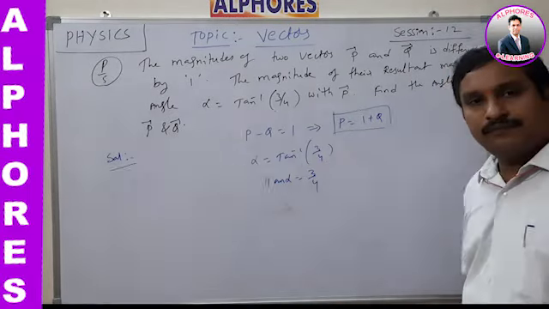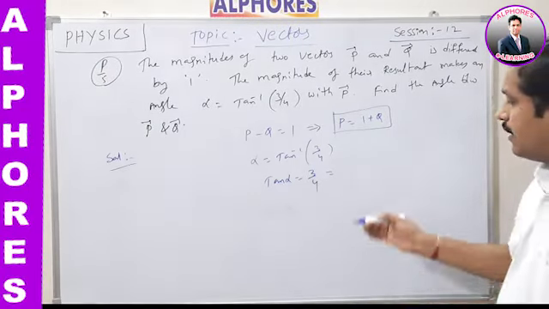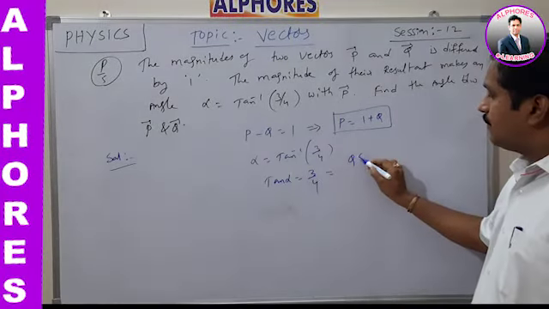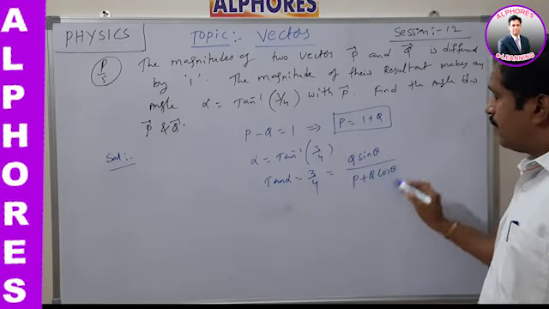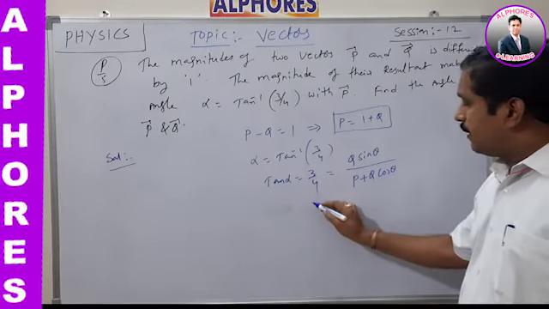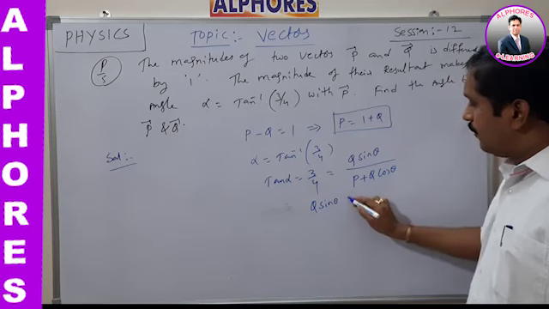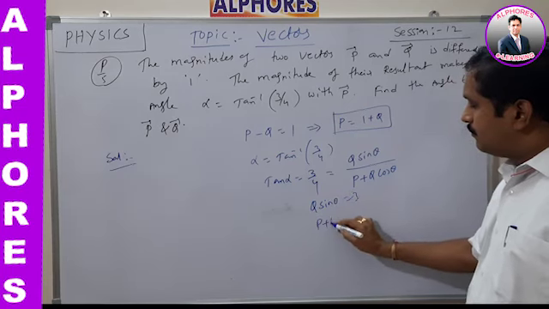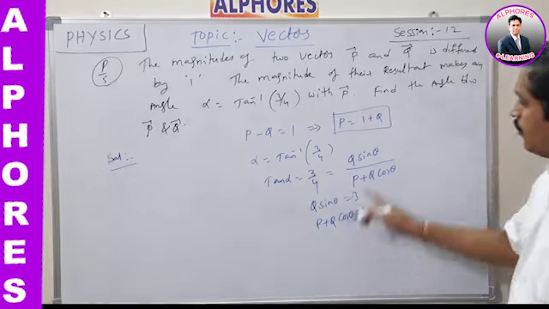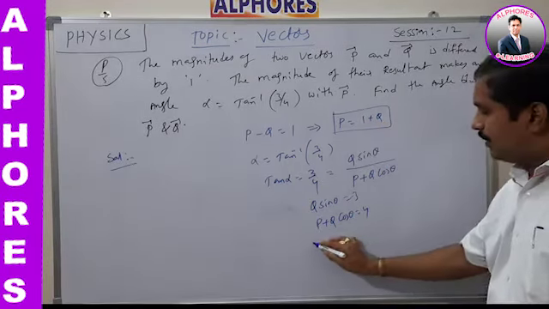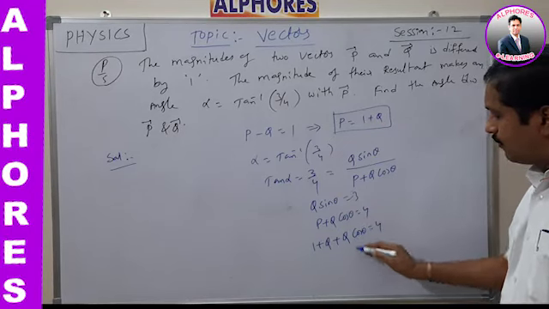We know already, in the parallelogram law of addition of vectors, the direction of the resultant is tan alpha is equal to Q sin theta by P plus Q cos theta. By comparing, Q sin theta is equal to 3 and P plus Q cos theta is equal to 4. But we know already P is equal to 1 plus Q, so 1 plus Q plus Q cos theta is equal to 4.